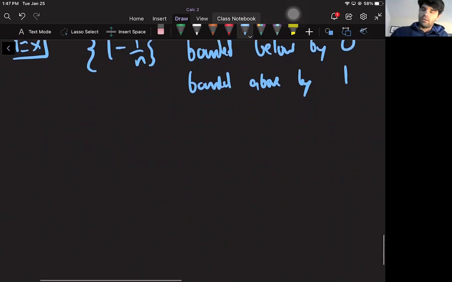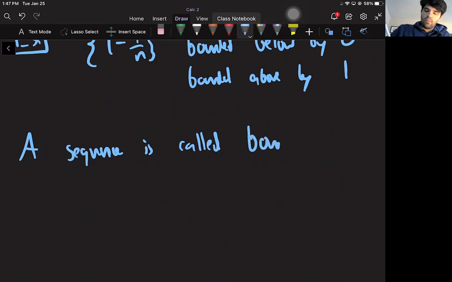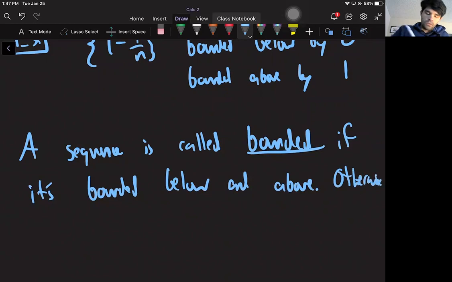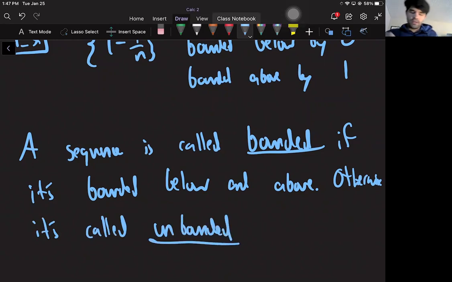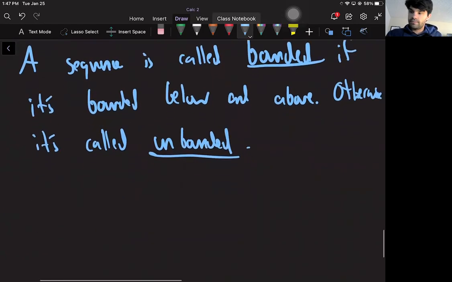Now let's see what happens when we get both. A sequence is called bounded if it's bounded below and above. Otherwise, it's called unbounded. And now we want to see what this has to do with a sequence being convergent or divergent.